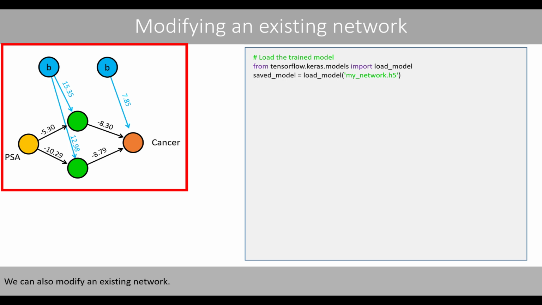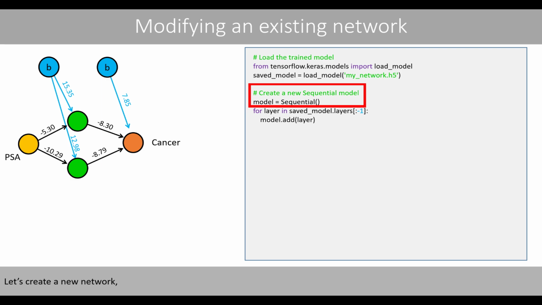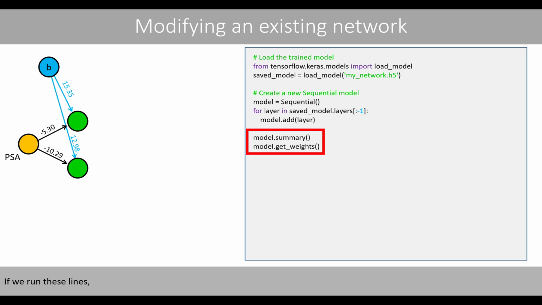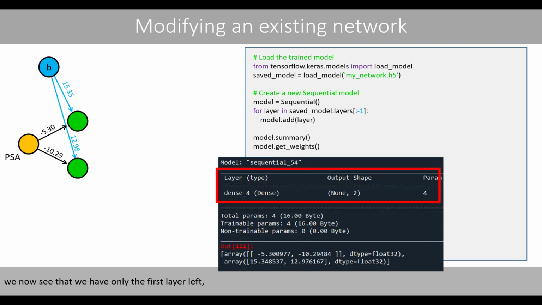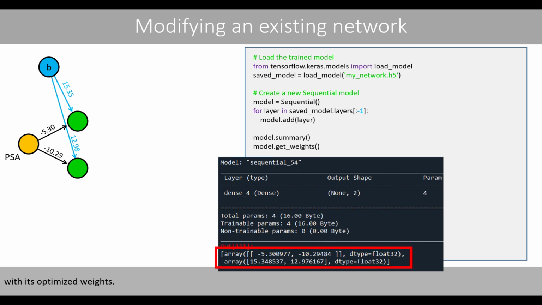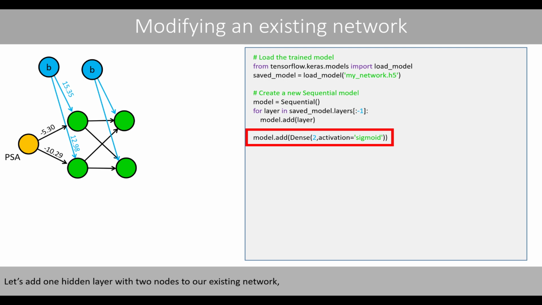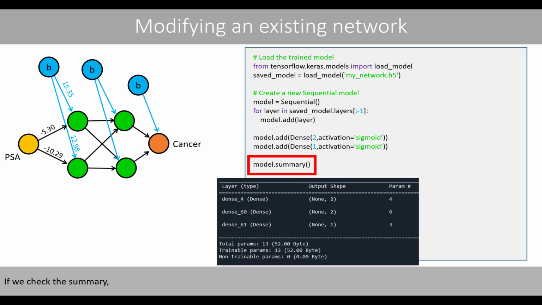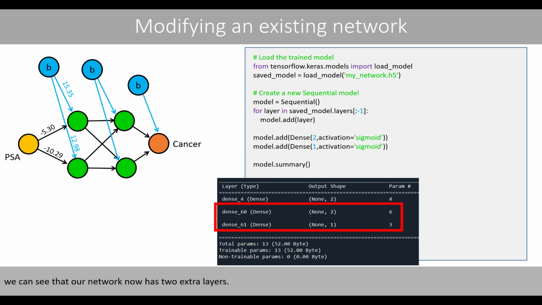We can also modify an existing network. Let's create a new network, where we include all layers except the last layer. If we run these lines, we now see that we have only the first layer left, with its optimized weights. Let's add one hidden layer with 2 nodes to our existing network, and one output layer. If we check the summary, we can see that our network now has 2 extra layers.